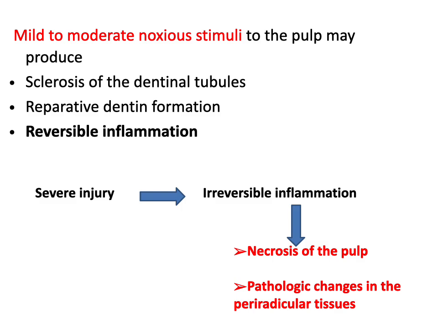The stimulus could be either mild to moderate. So if it is mild to moderate, it can result in sclerosis of dentinal tubules, reparative dentine formation and reversible inflammation. If it is severe injury, it can result in irreversible inflammation, which could result in necrosis of pulp and pathological changes in the periradicular tissues.